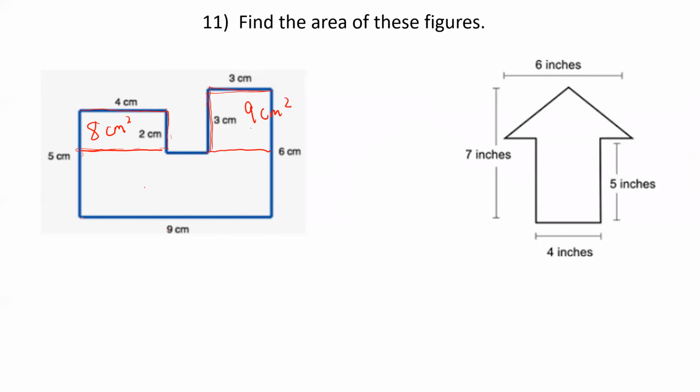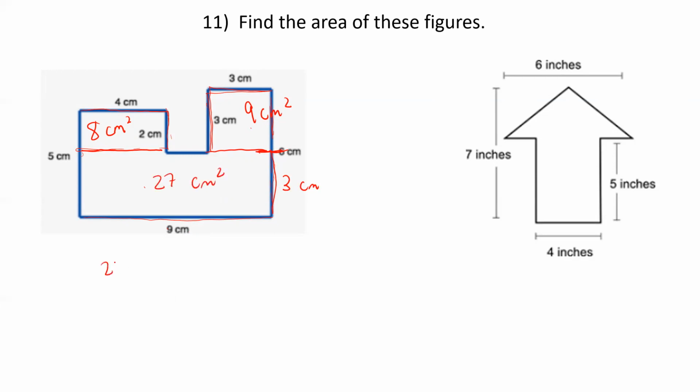And what about this one? So obviously the whole side down here is 9. Well, this side is not 6, is it? This whole thing is 6. I just need this part. Well, I know this part up here is 3. So that means that this part right here is 3. So 9 times 3 is 27.